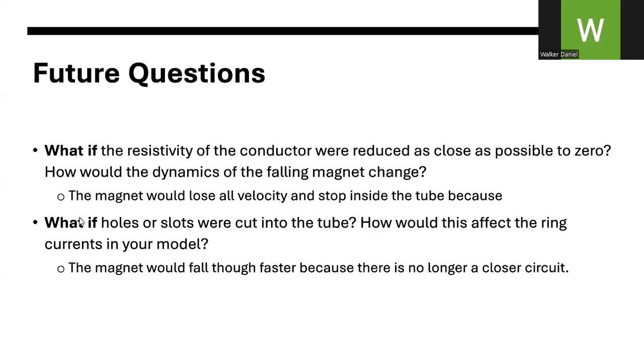And the second question is, what if holes or slots were cut into the tube? How would this affect the ring currents in your model? Well, the magnet will fall through faster because there's no longer a closed circuit.